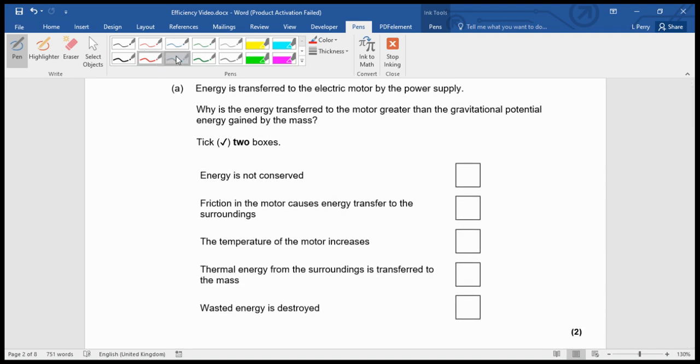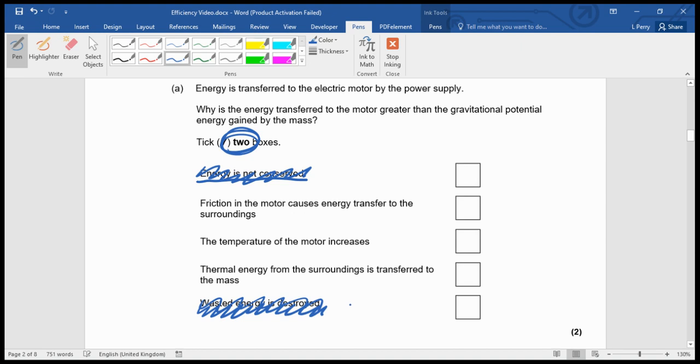Now, notice this says tick 2 boxes. I am throwing away a mark if I don't tick 2. If I'm not sure which 2 to tick, try and narrow it down. So, energy is not conserved. Well, I know it can't be that one because energy is always conserved. Some might be wasted, but it is always conserved. I can also rule out the bottom one. Wasted energy is destroyed. Energy can never be destroyed. Because I've ruled out 2 that it definitely can't be, I've got to tick 2 boxes. I've got 3 left. I'm definitely going to get a mark now, even if I get one wrong.